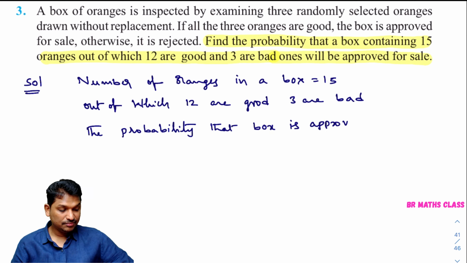You need to pick 3 oranges from the 12 good oranges. The number of ways to pick 3 good oranges from 12 good oranges is 12C3, right? How will you calculate 12C3? Like this: 12 by 3 into 11 by 2 into 10 by 1, whole divided by 15C3, which is 15 by 3 into 14 by 2 into 13 by 1.